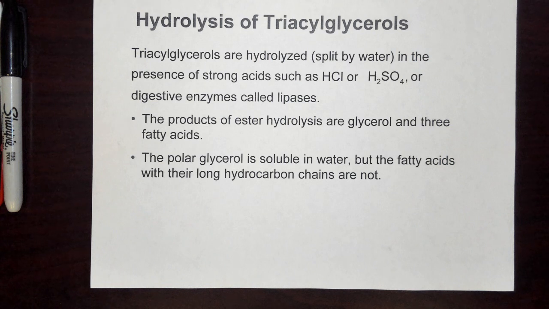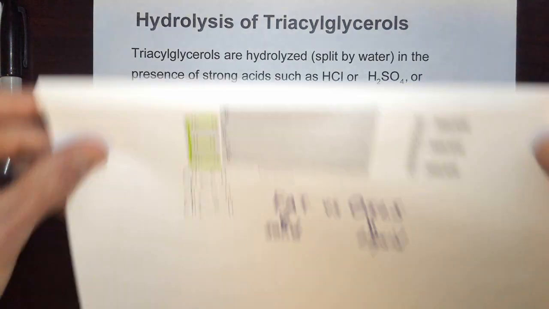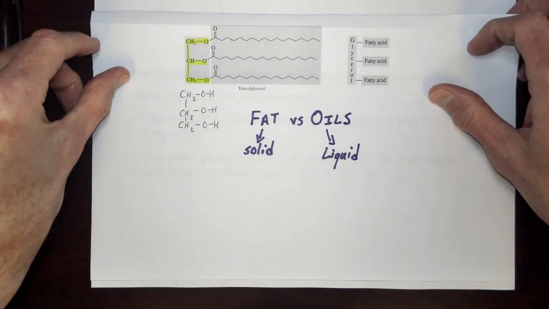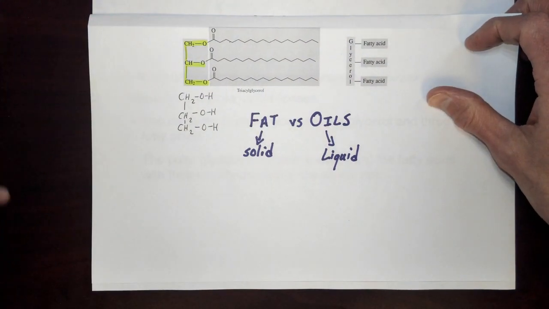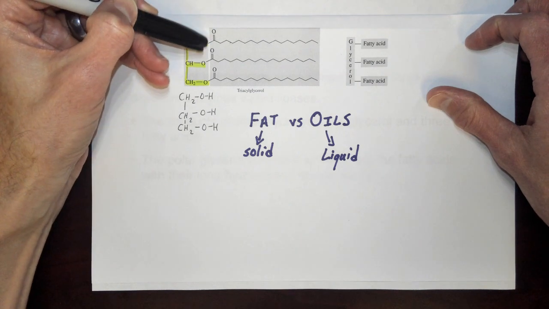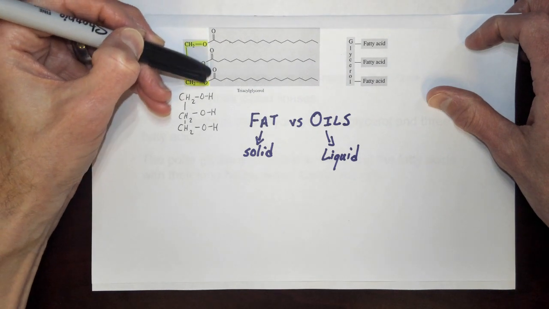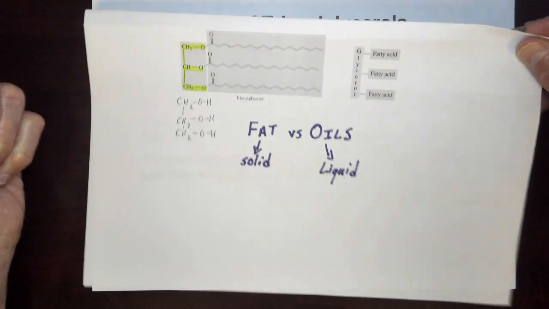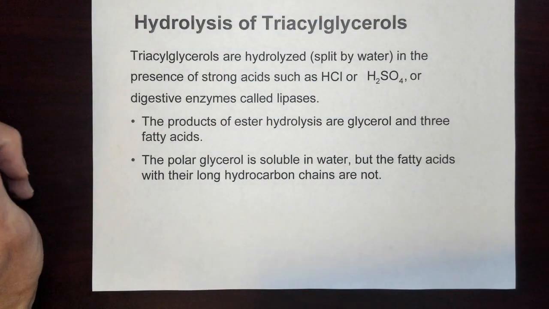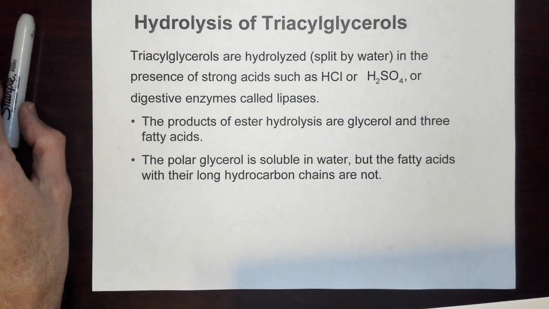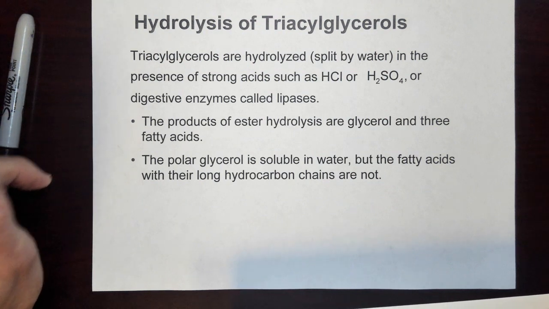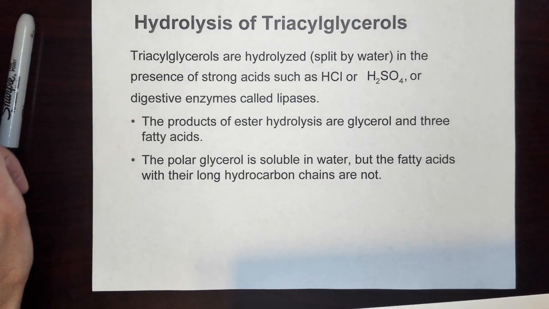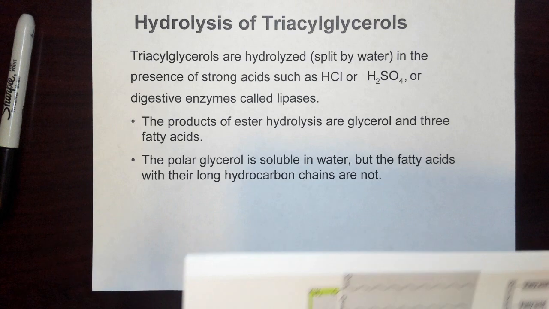Now, when we go across this ester bond, so right here, remember, the esters are right here in the middle. And when we go across that ester bond, what we result in is we get our glycerol back and we get our 3 fatty acids.